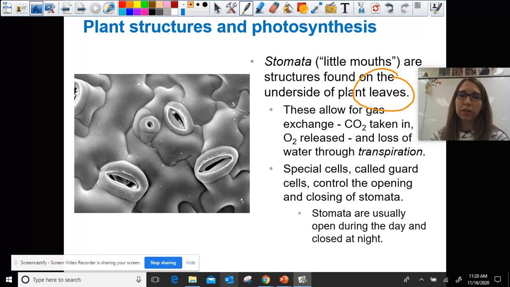Okay, so the first bullet here, you definitely want to jot down. Let's look at some of these other ones. This one, and then this one. So when we talk about stomata, these are structures found on the underside of plant leaves.